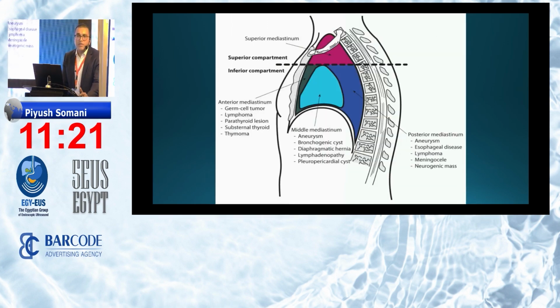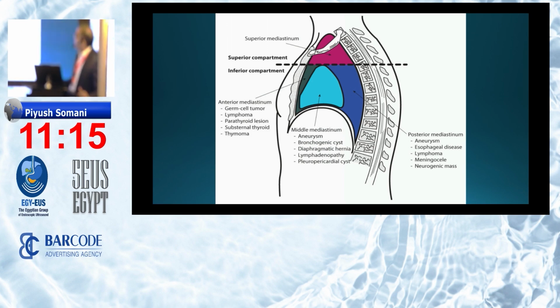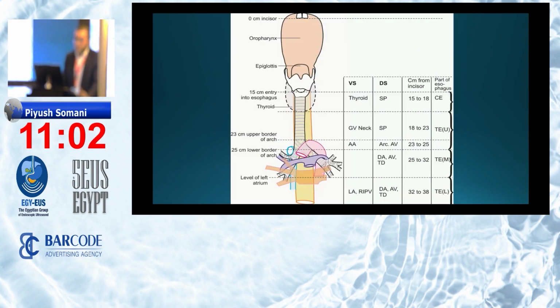Now these are the differential diagnoses when we are dealing with the different etiologies. If you see a mass in the anterior mediastinum, these are the differential diagnoses, like germ cell tumors, thymoma, lymphoma. If it's the middle mediastinum, we include these etiologies. So these are the differential diagnoses when we look at the different mediastinal compartments.